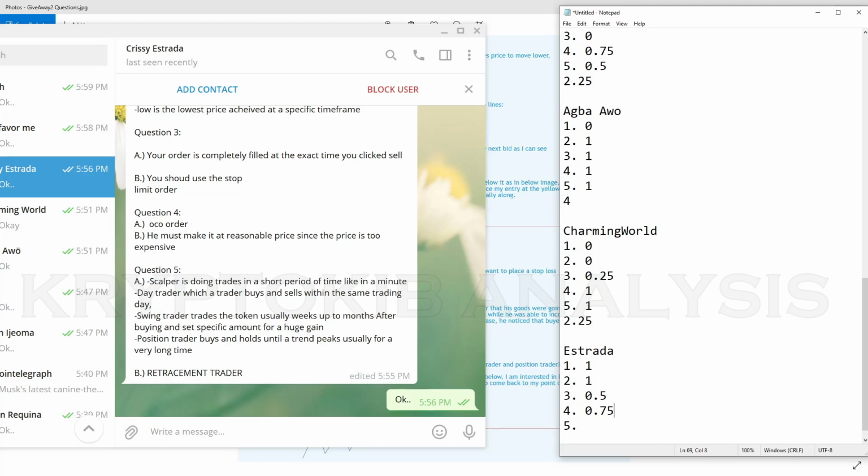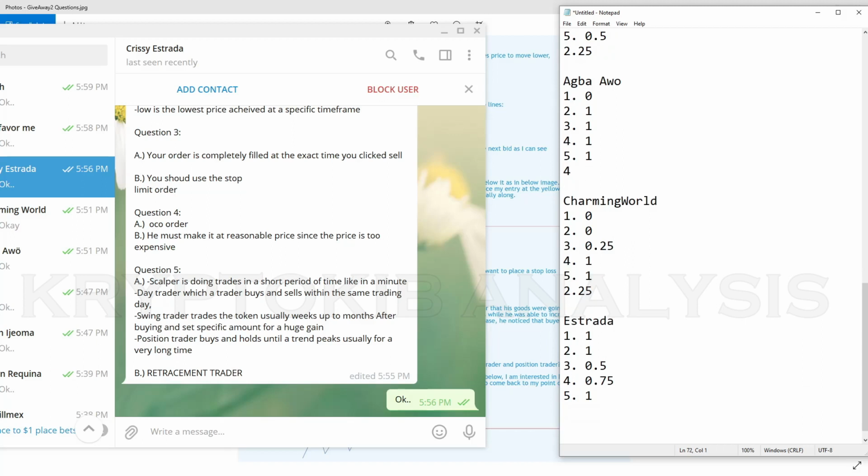Then question 5. Scalper is doing trades in a short period of time, like in a minute. A day trader buys and sells within the same trading day. Swing usually weeks to months. Position trader, that's correct. Then retracement trader, that's perfect. I like these fast answers. So the total points are 1, 2, 3, 3.5. That's 4 points. Let me use my calculator.